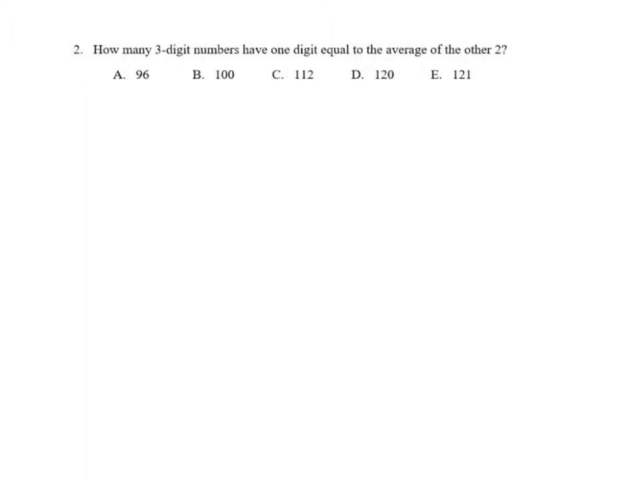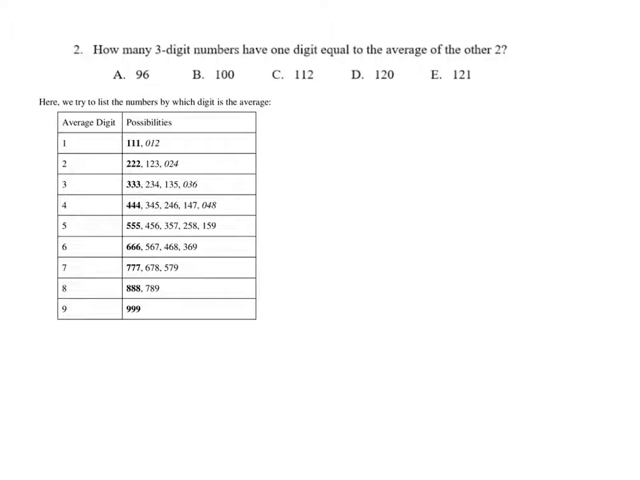It says how many three-digit numbers have one digit equal to the average of the other two. And so I went and organized everything by average. And this is what I ended up with. If the average of the three digits is 1, it's possible that all of the digits are 1. That's where we have 1, 1, 1. Or it's possible that the digits are 0, 1, and 2. Now, I know 0, 1, 2 isn't a three-digit number. I'm just listing the digits, and then I'll look at the ways that we can rearrange them later.